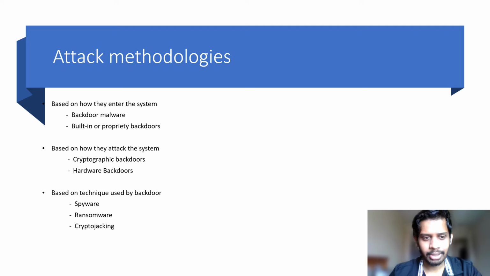Possibilities of threat occurrence are classified into three types. Based on how they enter the system, like backdoor malware or built-in or proprietary backdoors, which are not malicious ones. Based on how they attack the system, like cryptographic backdoors and hardware backdoors. Based on the technique used with the backdoors, like spyware, ransomware, and cryptojacking.